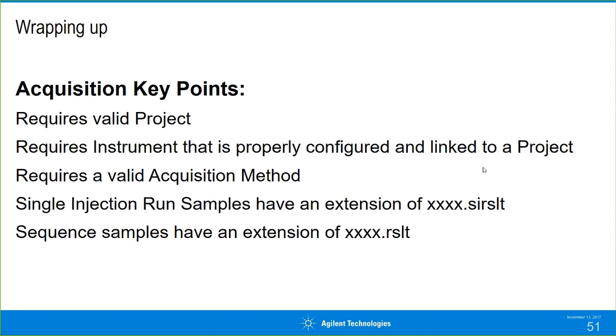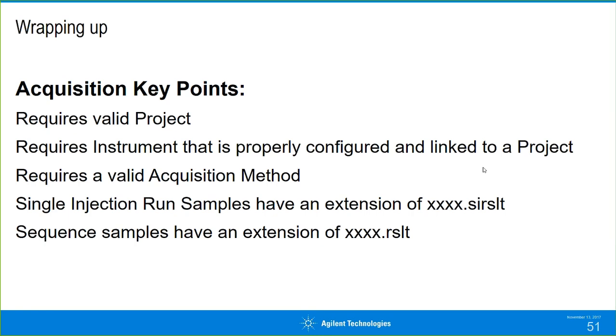So there are key points. In acquisition, what do you need? You have to have a valid project. That was in session 1, right? So if you're missing those sections, we've got them planned out in the future, just like Rebecca said earlier. We've got them timed out so you can join one of those and see how to create these projects.